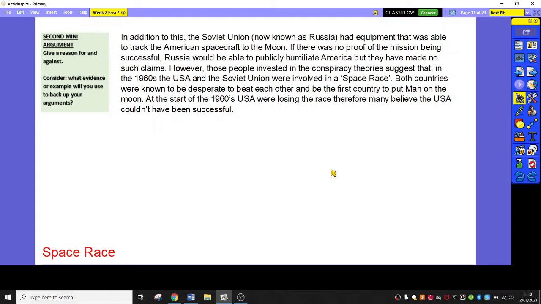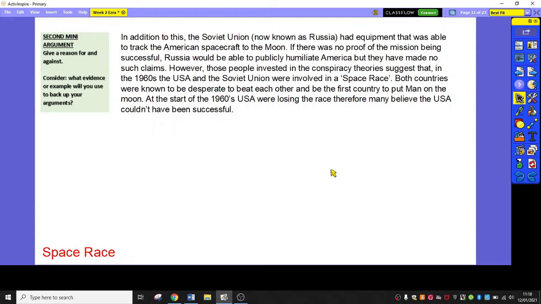So two very simple points here. Point number one, we are making that the Soviet Union, now Russia, would have loved to have embarrassed America. And if so, therefore, the lunar landings must have been real, because if they were faked, they would have told everyone.